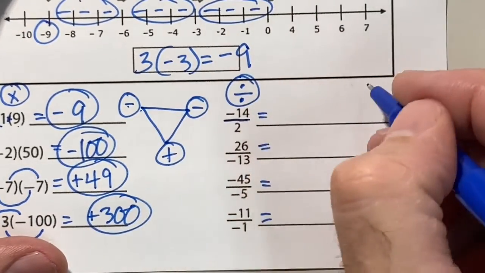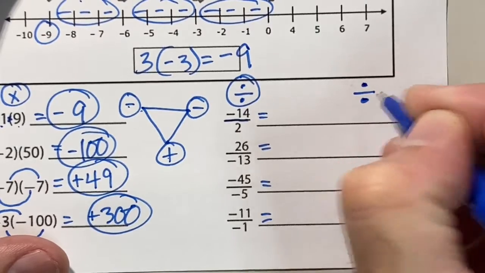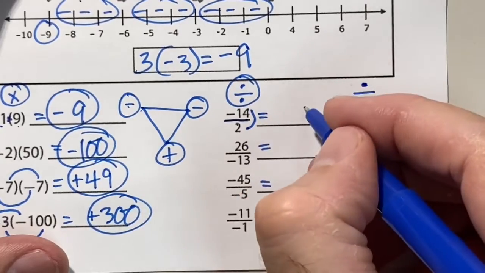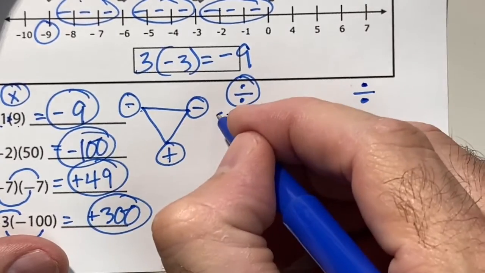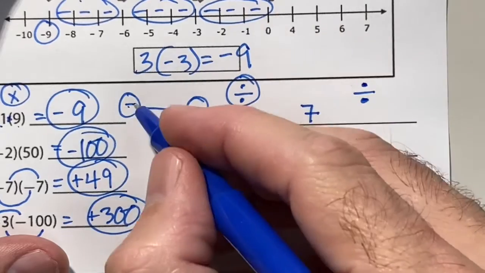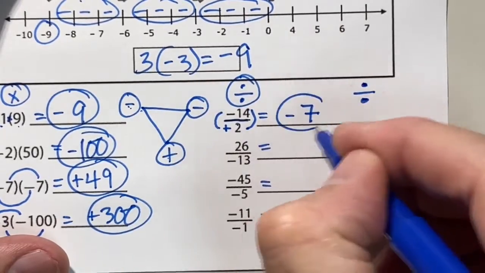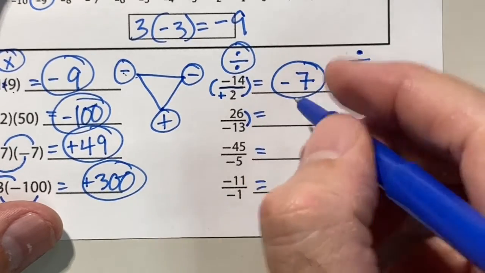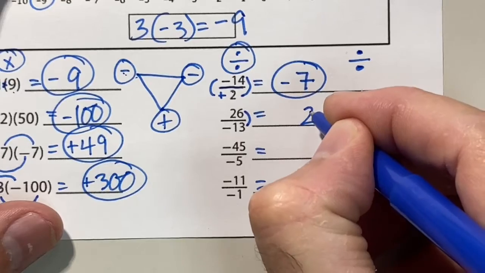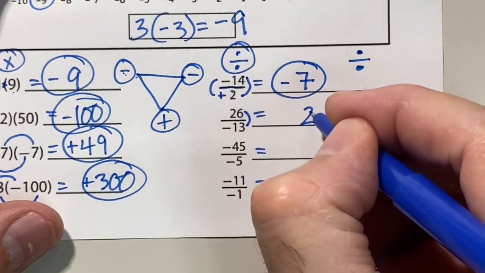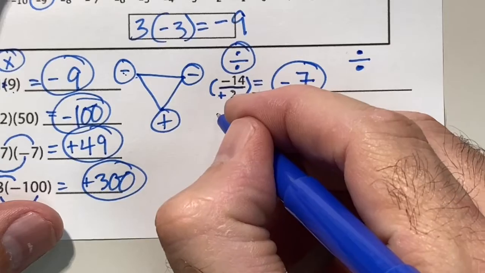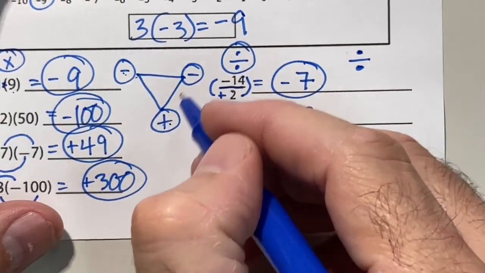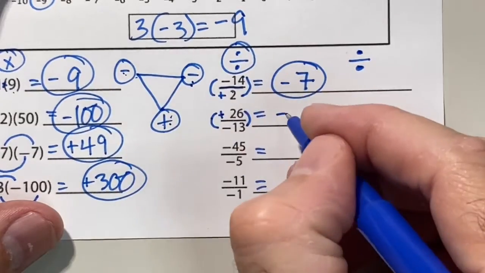So this means division. The top is being divided by the bottom. So 14 divided by 2 is 7. And a negative divided by a positive is going to be negative. 26 divided by 13 is going to be 2. 2 times 13 is 26. 26 divided by 2 is 13. And then a positive divided by a negative is going to be a negative.